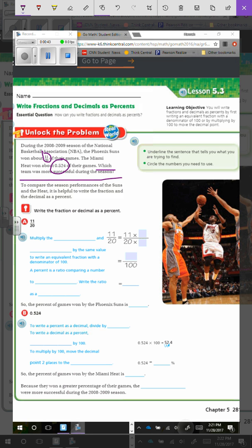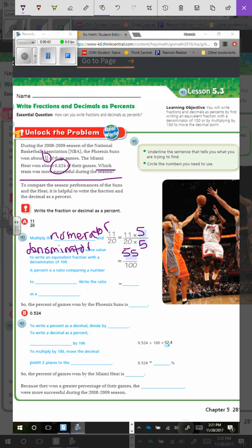We have 11/20ths. So we're going to multiply the numerator and the denominator by the same value to write an equivalent fraction with a denominator of 100. So if we take 11 multiplied by 5 and 20 multiplied by 5, the reason we used 5 is because I know that 20 times 5 will give me 100. So then 11 times 5 was 55.